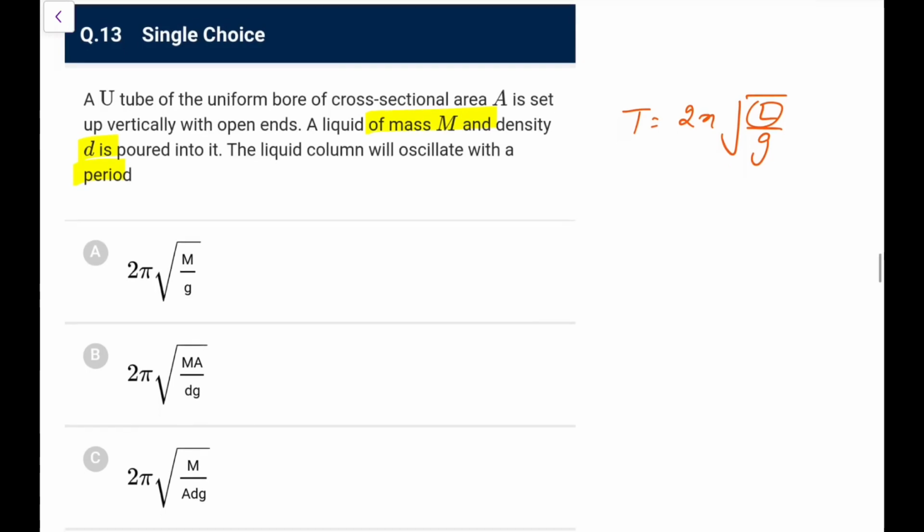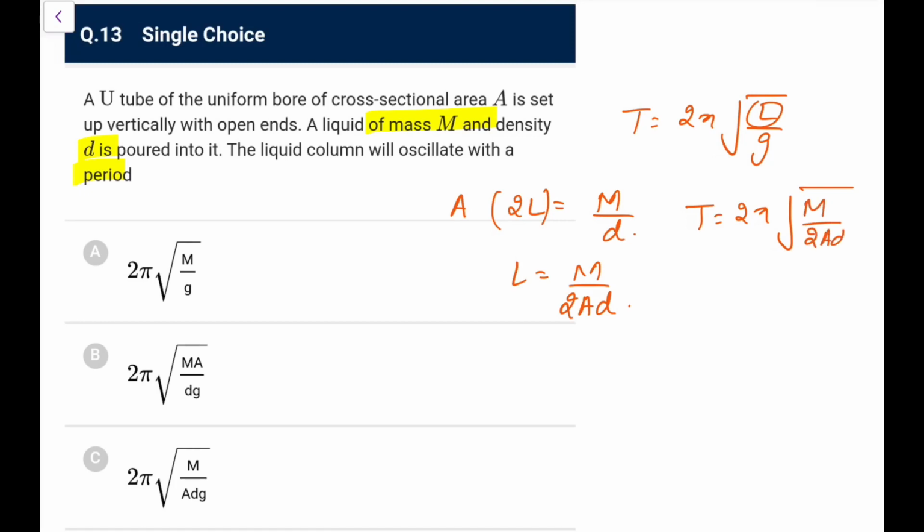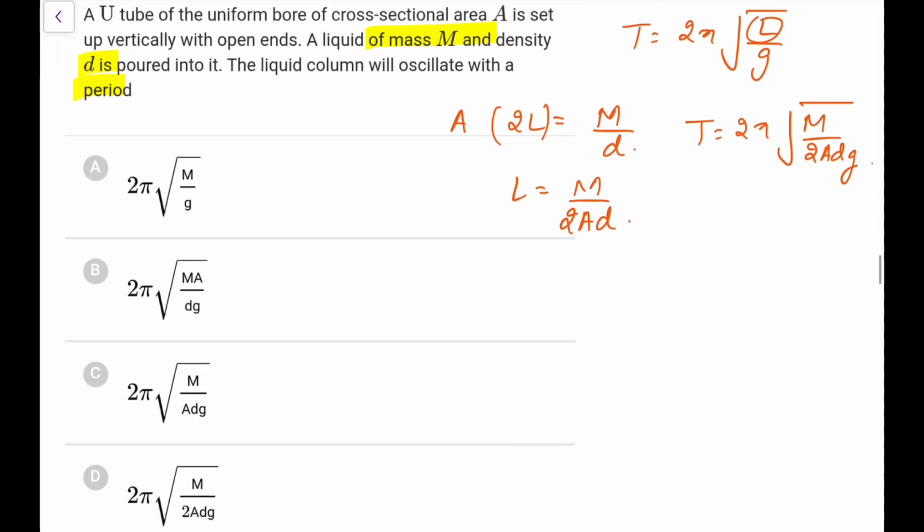Now, the liquid column will oscillate. L is the length of the liquid in each of the limbs, so the total length would be 2L. 2L into A is the total volume, which is equal to mass upon density. So I can write this L as m upon 2AD. Going by this, the time period is 2 pi root of L, which becomes m upon 2ADg. If you want you can derive it, but no point. This is not the answer. This is 2ADg, so go for option D here.